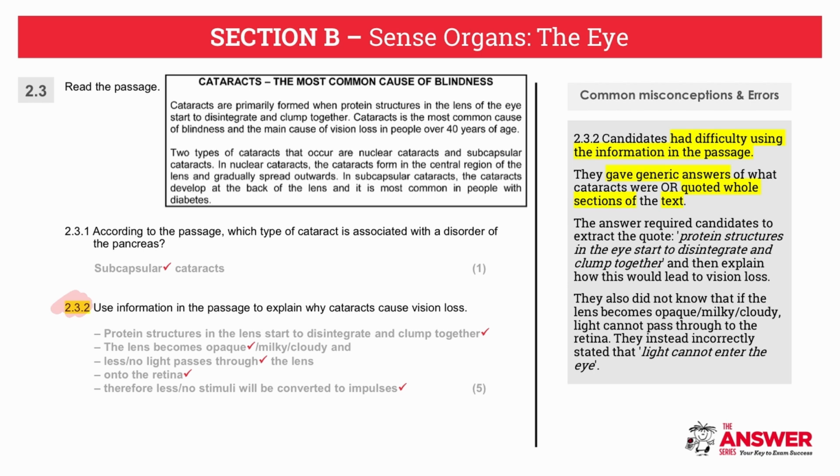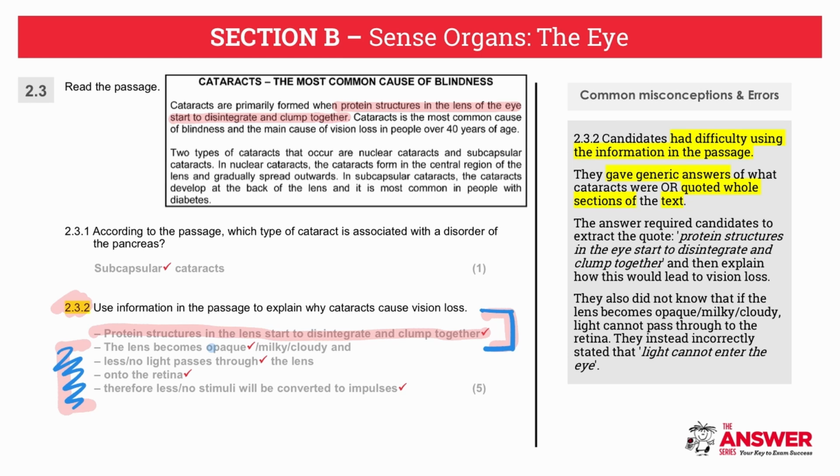So in the very first sentence, it says that when protein structures in the lens of the eye start to disintegrate and clump together, that tells you there's a clump forming. Note that that is also the very first sentence, because you're basically quoting from the passage, because of this, therefore, this is going to happen. So the section of this that you kind of need to figure out is basically the second part, where you're going to explain why this leads to vision loss.